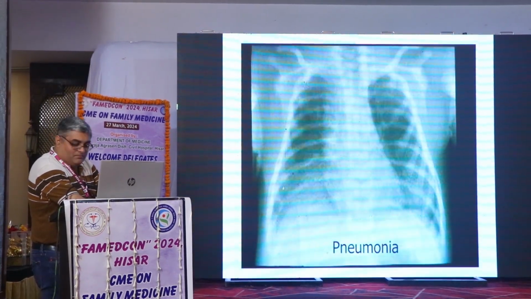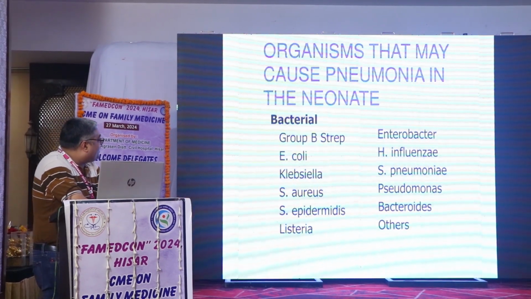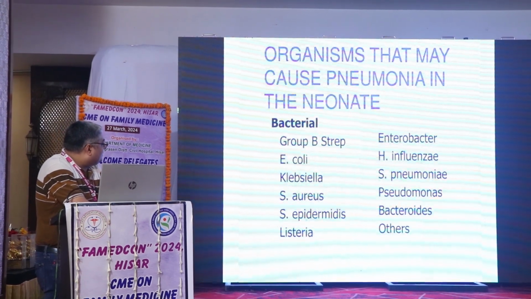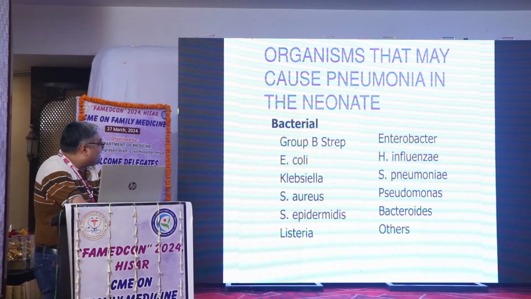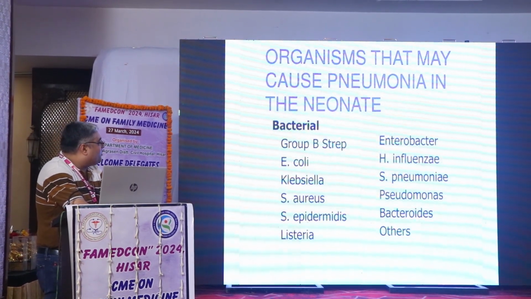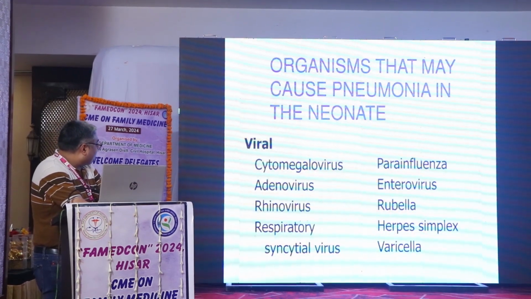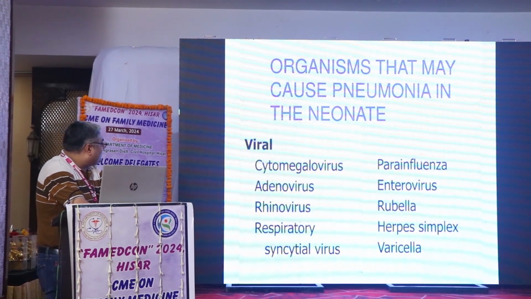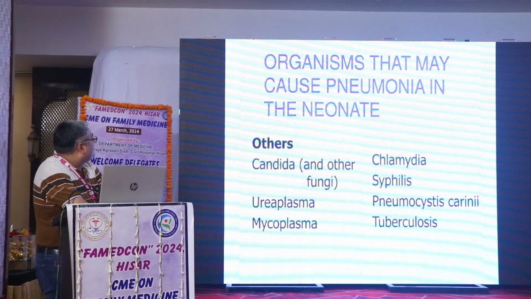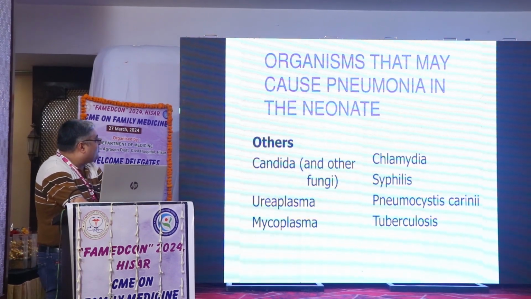This is pneumonia. Organisms which cause pneumonia in neonates, bacterial: GBS, E. coli, Klebsiella, Staph aureus, Staph epidermidis, Listeria, Enterobacter, H. influenzae, Strep pneumoniae, Pseudomonas, Bacteroides. Viral: CMV, then adenovirus, rhinovirus, RSV, influenza, enterovirus. Then fungi: Candida, and Ureaplasma, Mycoplasma, atypical organisms.